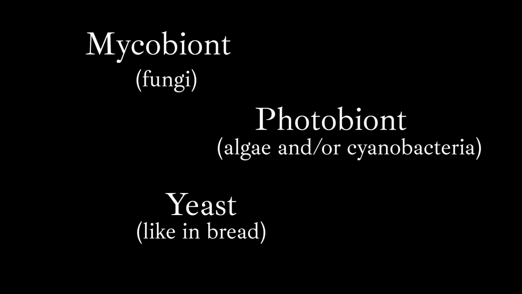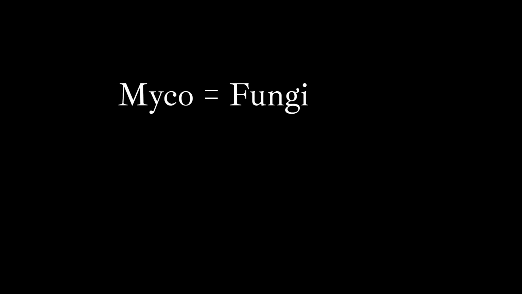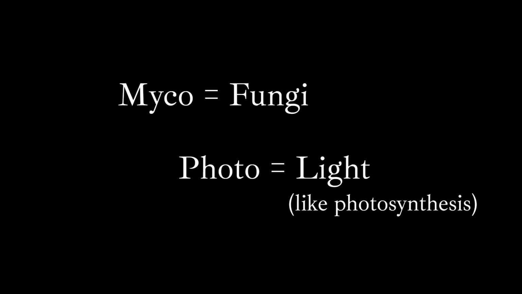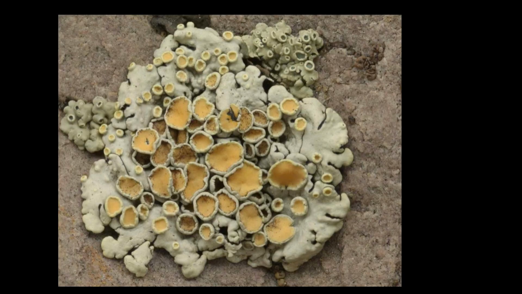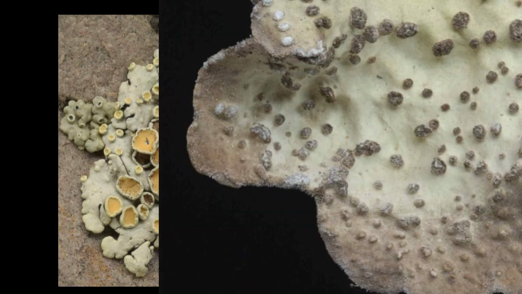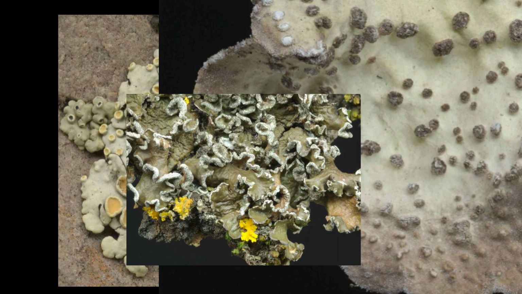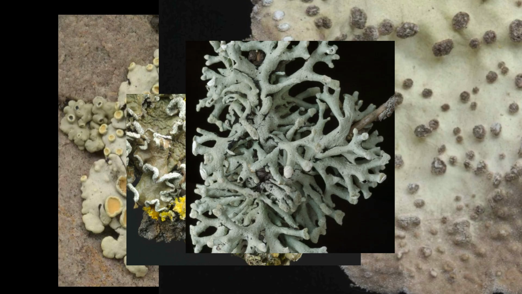So the mycobiont produces the structure of the lichen. Myco means fungi, and then the photobiont is responsible for photosynthesizing and creating energy out of sunlight. Photo meaning light. When both these things come together, they create a unique structure, unlike the two individuals, and can live in places that the individuals couldn't.